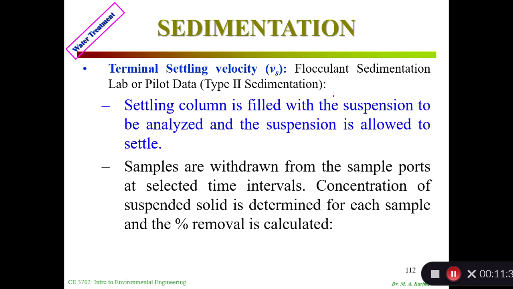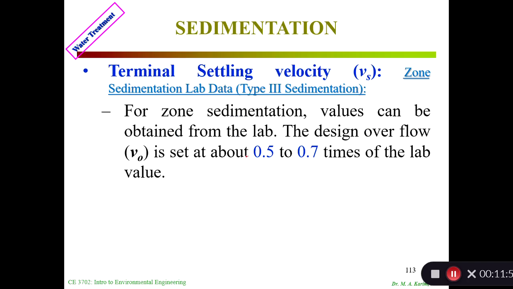Then the settling column is filled with the suspended material to be analyzed, and I think there is a big study there. You can use different time intervals, take the samples, plot them, and find the different parameters from there. And for zone sedimentation, type 3, the values can be obtained from lab data. The design overflow V0 is set to be about this times the lab value.